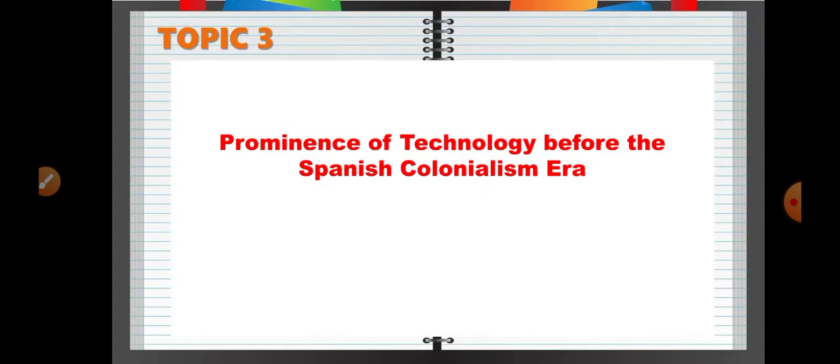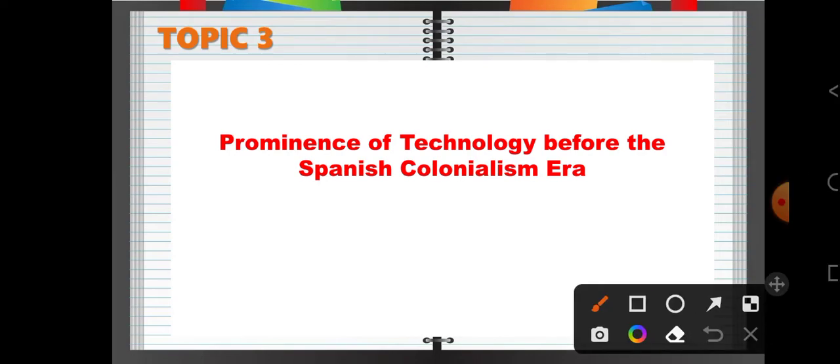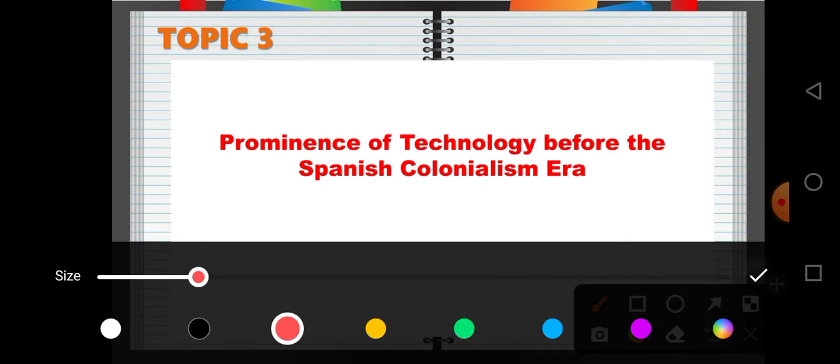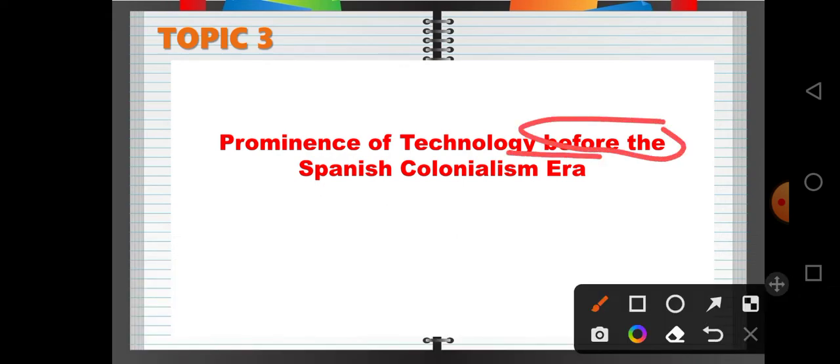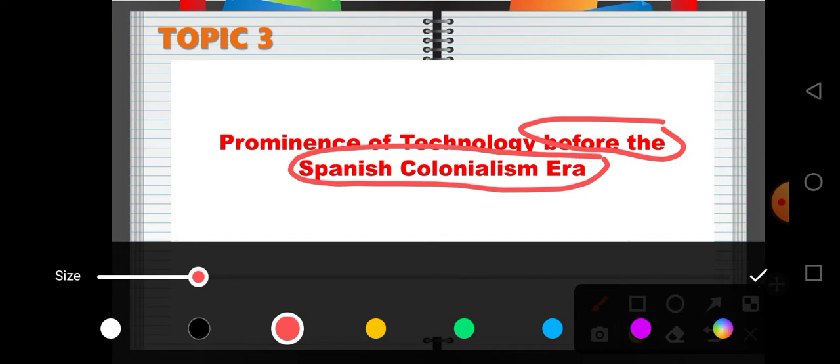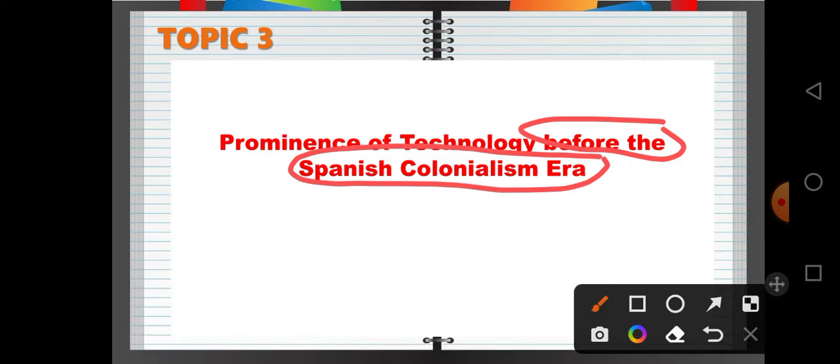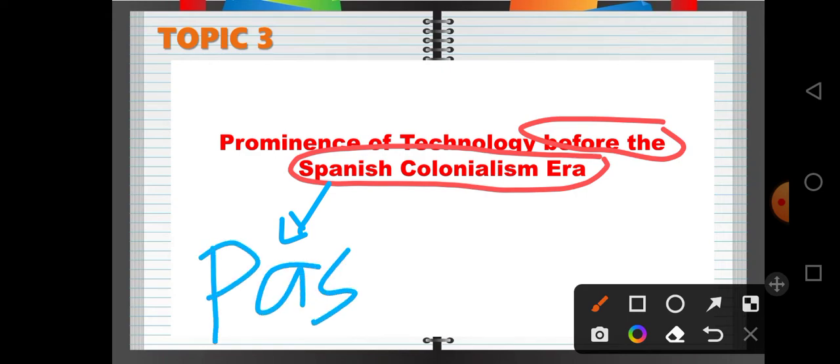Next, we have the next topic: prominence of technology before the Spanish colonialism era. We have here the key phrase "before the Spanish colonialism era." So, what can you infer from this phrase? Does it imply the past or does it imply the present? Obviously, class, it implies that we have to investigate data from the past.